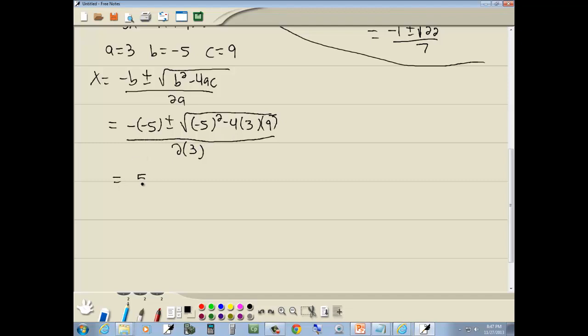Negative, negative gives us a positive. So we've got 5 plus or minus. Negative 5 squared is 25. Negative 4 times 3 is negative 12 times 9 gives us negative 108, assuming I multiplied everything correctly, over 6.